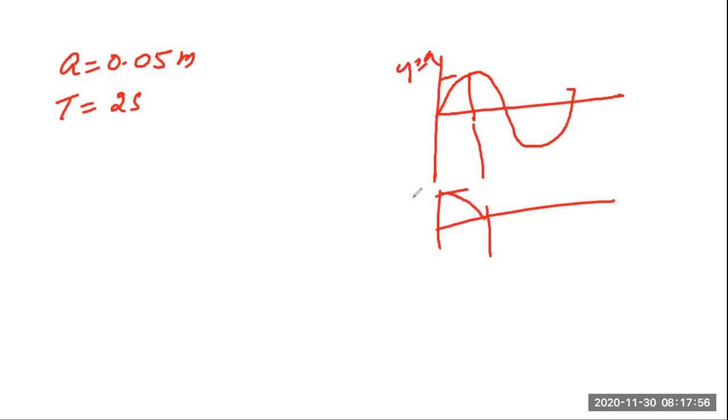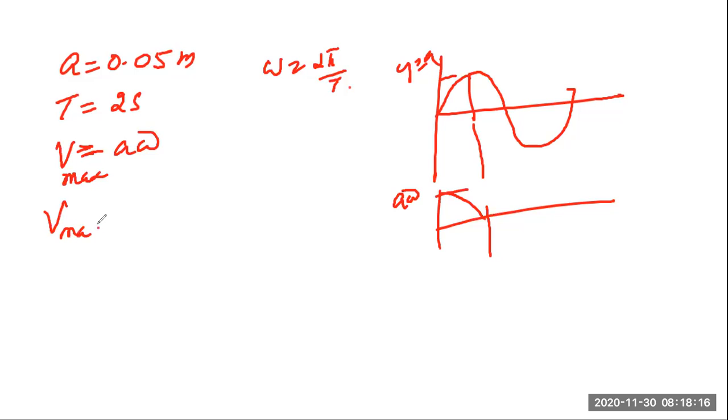Minus omega A. A omega, isn't it? Yes, sir. Velocity, maximum velocity is given by A omega. Okay, we need omega here. How will you find out omega? 2 pi by T. Okay.